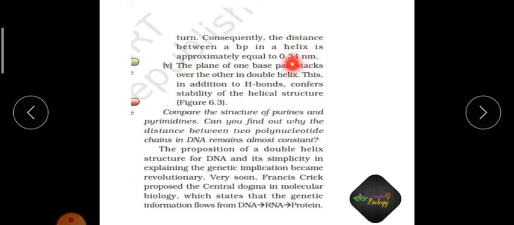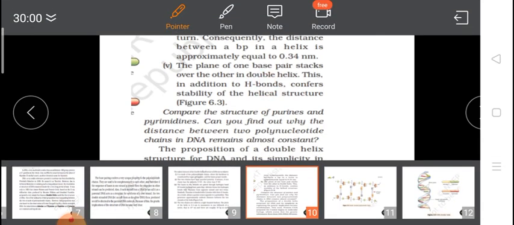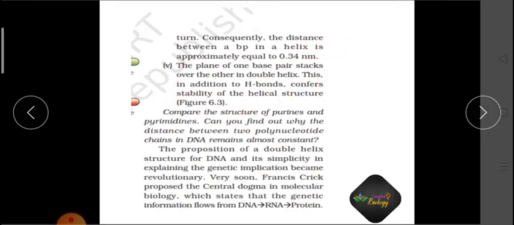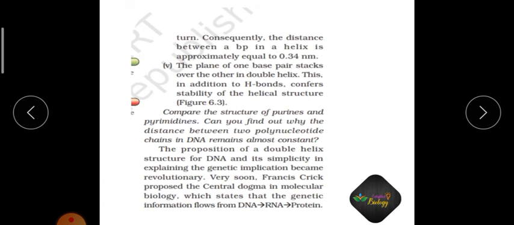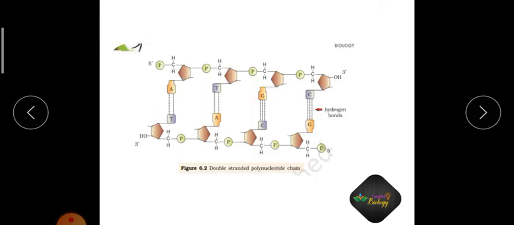So here it is explained. The plane of one base pair stacks over the other in the double helix. This, in addition to hydrogen bonds, confers stability of the double helical structure. So this is an important 2-mark question, this fifth point. So in addition to the hydrogen bond between the base pairs, the stacking of one base pair over the other confers stability. So this is how the stacking is done.